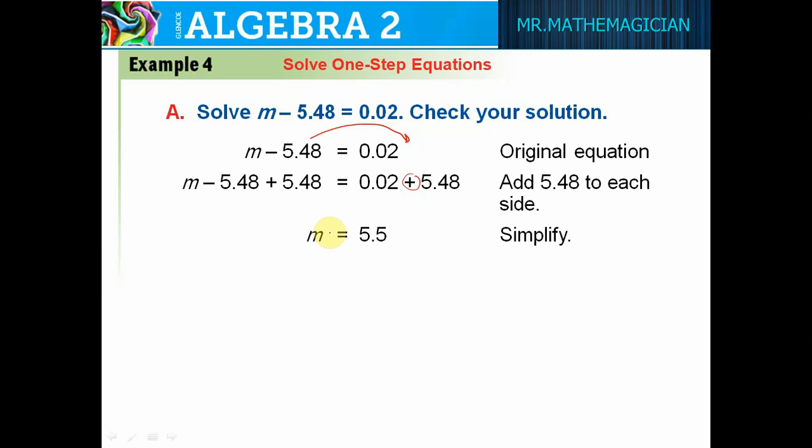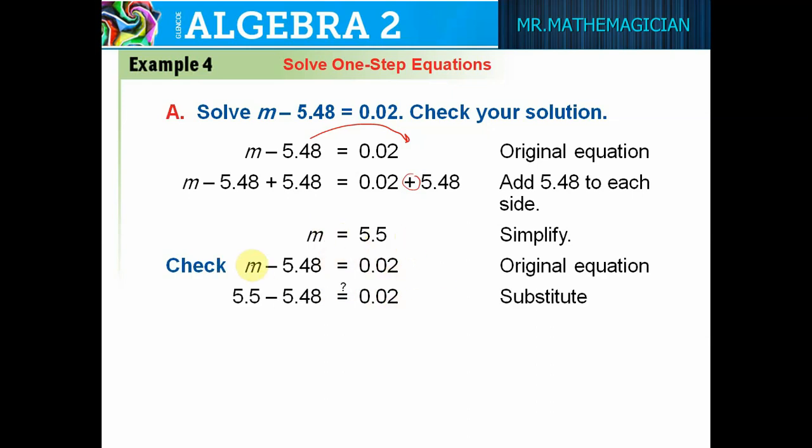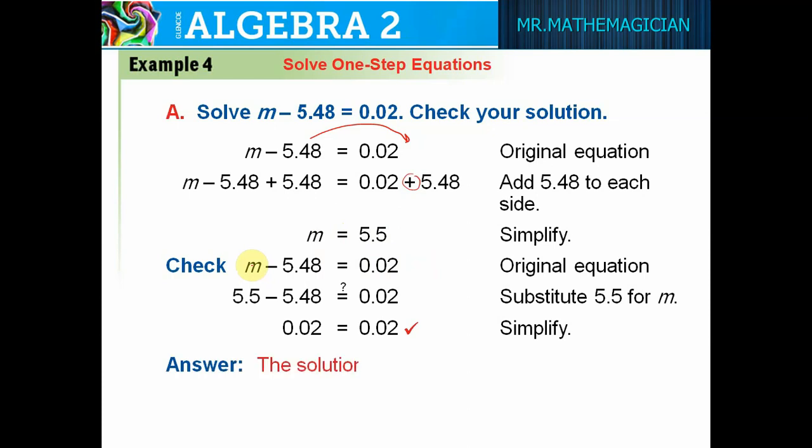Now how can you check? Take this 5.5 and replace it by m, and check if the left hand side is equal to the right hand side or not. 5.5 minus 5.48 is giving you 0.02, which is the same as the right hand side, so your answer is accurate. The solution is 5.5.